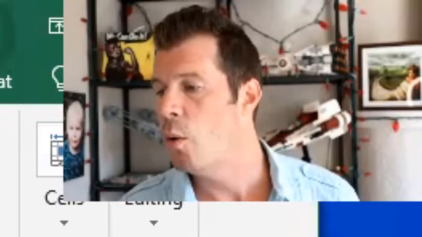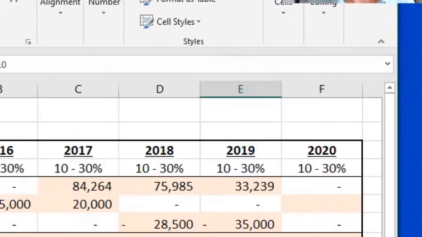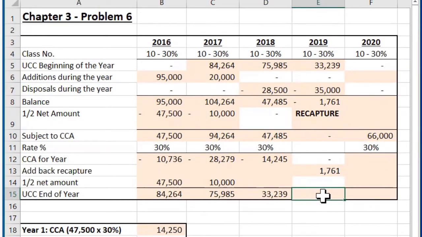Okay, so what's the balance at the end of the year? Well, negative 1761 plus positive 1761 is a big fat zilch. So we got 0 going on here. Now let's close this puppy out by taking a look at 2020. We're gonna roll over to our narrative again.